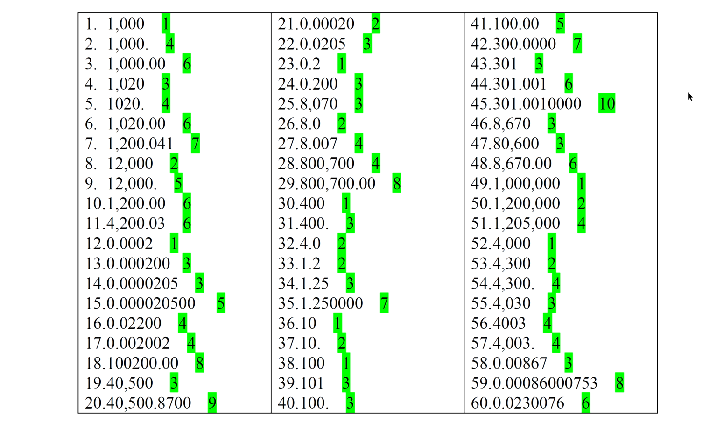For 59, all of the numbers including the 8 and after the 8 are significant. And for 60, since it's less than 1, the 2 and all the numbers after that are significant.